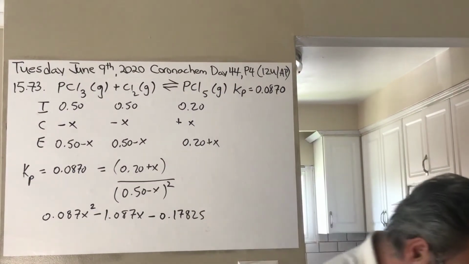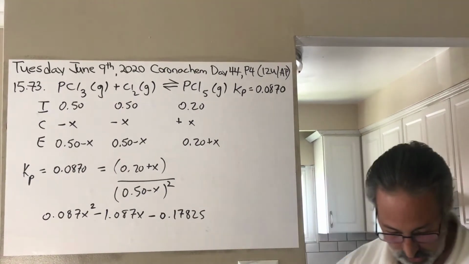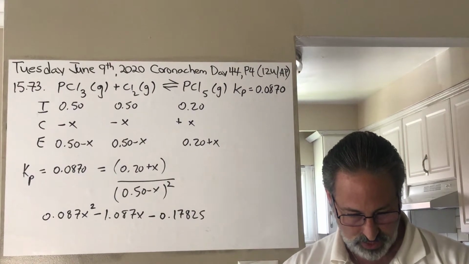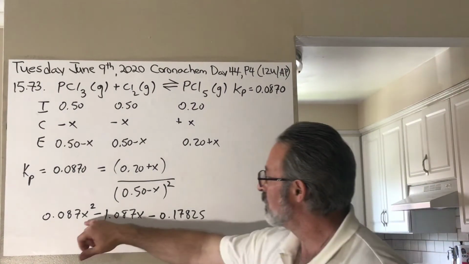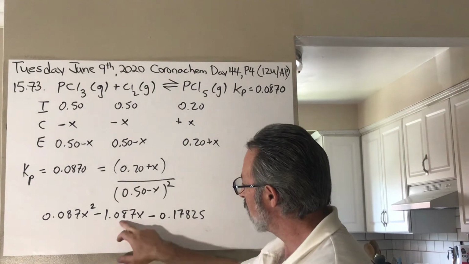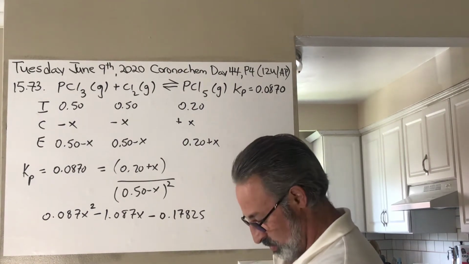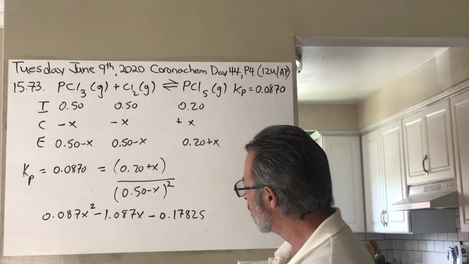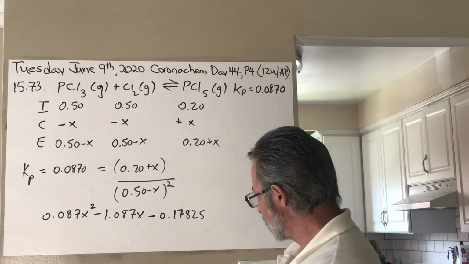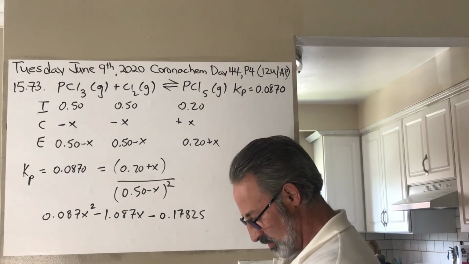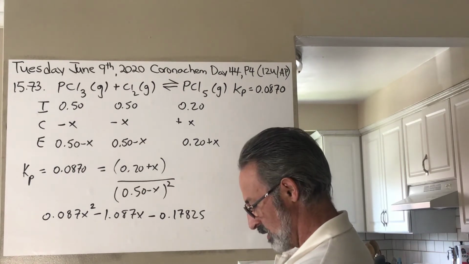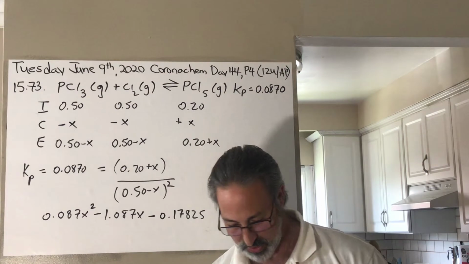So I'm going to enter the trinomial into the calculator. I'll go into mode, equation, quadratic. The first value is 0.087, enter. The second value is negative 1.087, and the third value is negative 0.17825. Okay, and the answer I get is 1.26.